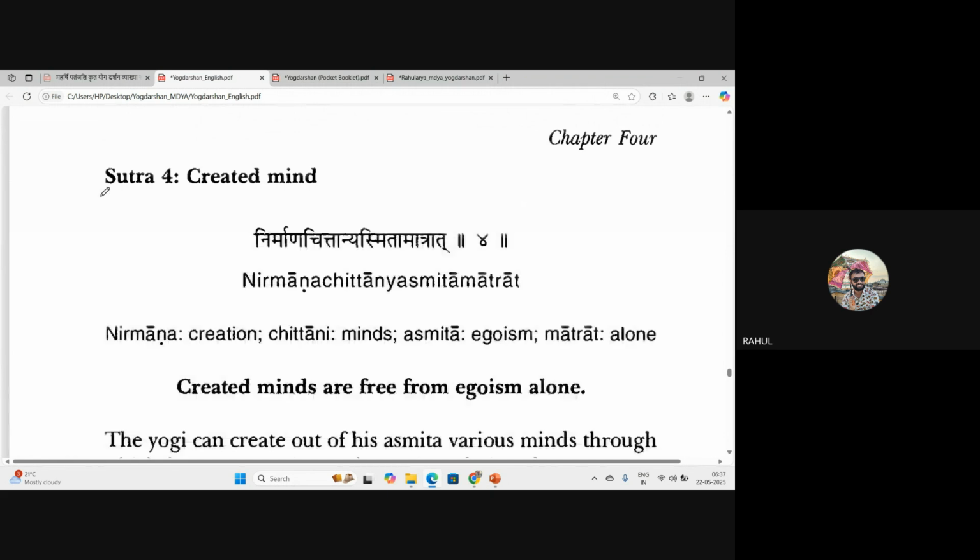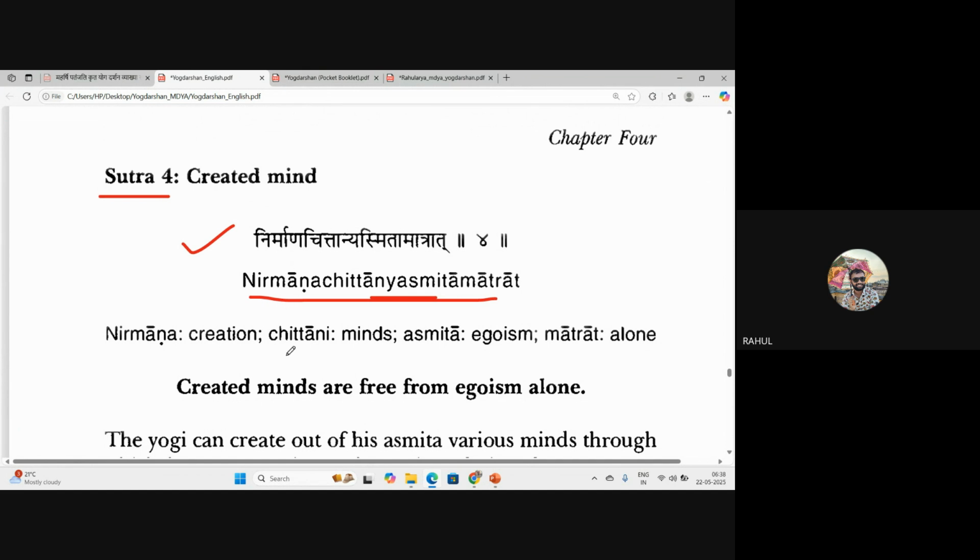Very good. Next, sutra number 4. New body. For example, Mahabharata did not have it, but in the Ramayana there were many examples. Ravana made new bodies. Marich changed his body into a deer. How is it possible? Nirmana chittanya asmita matra. This question came in the UGC exam when I attempted it.